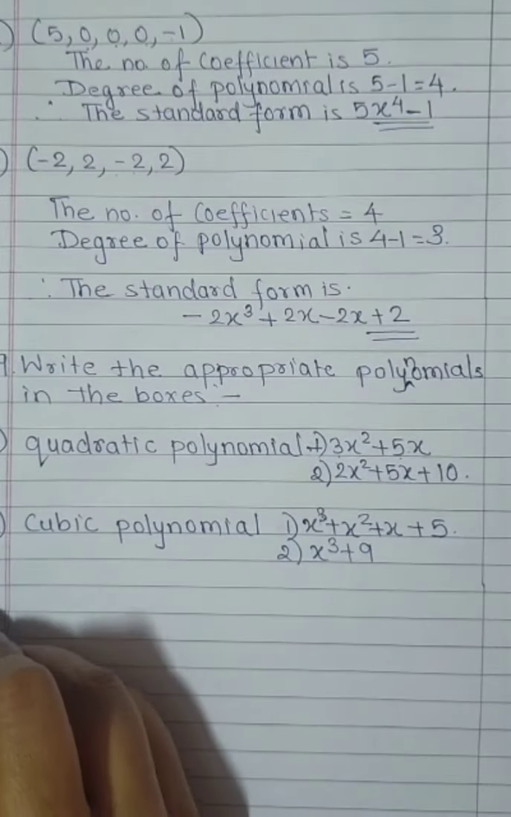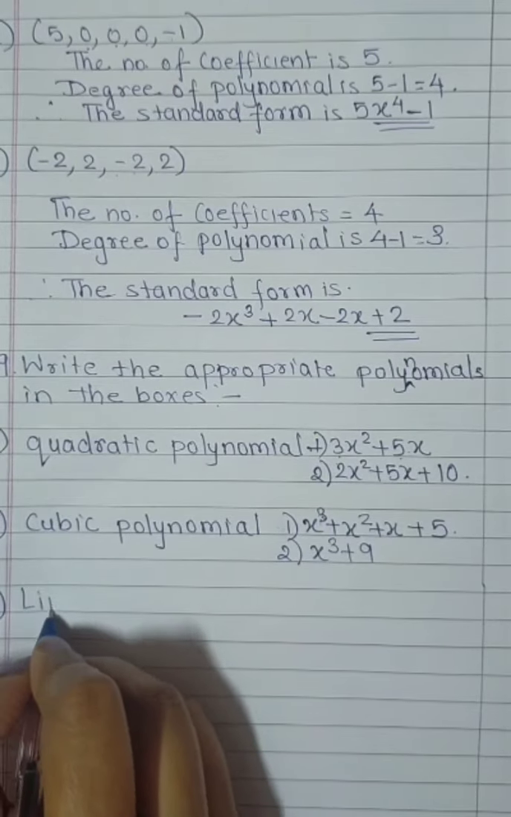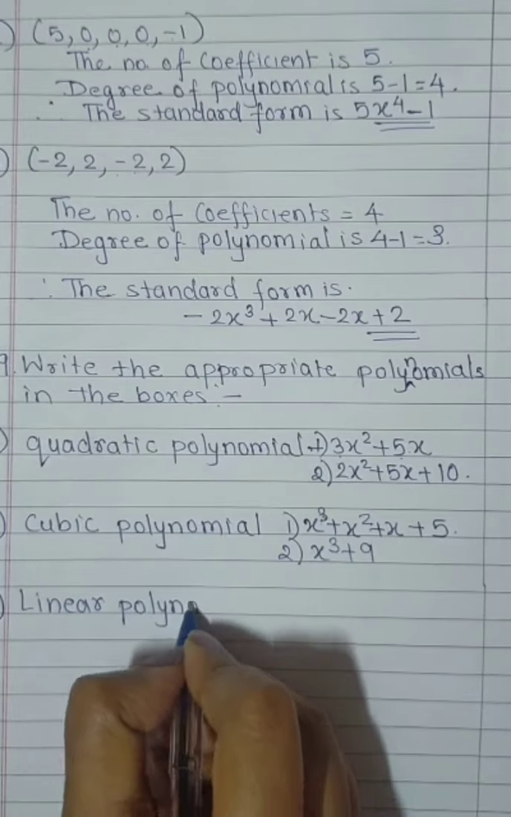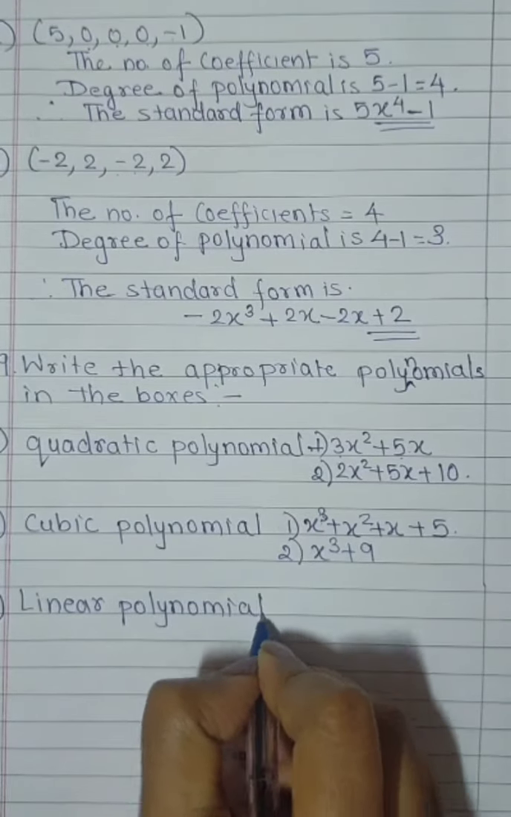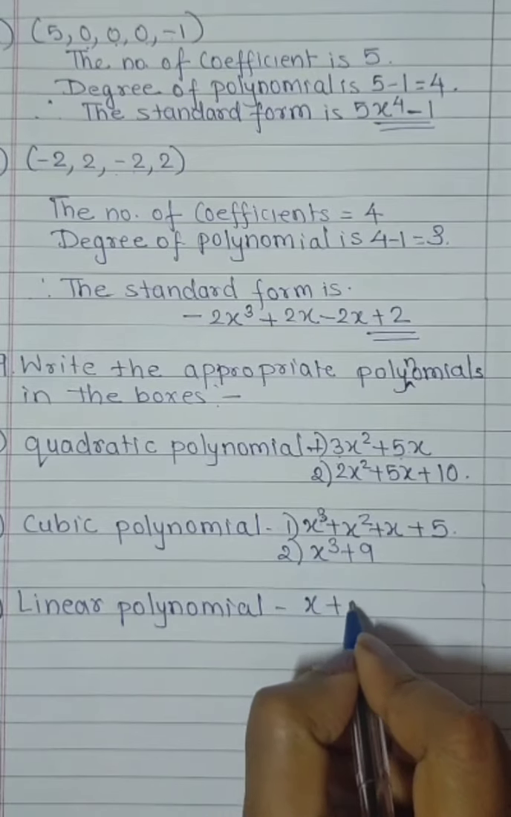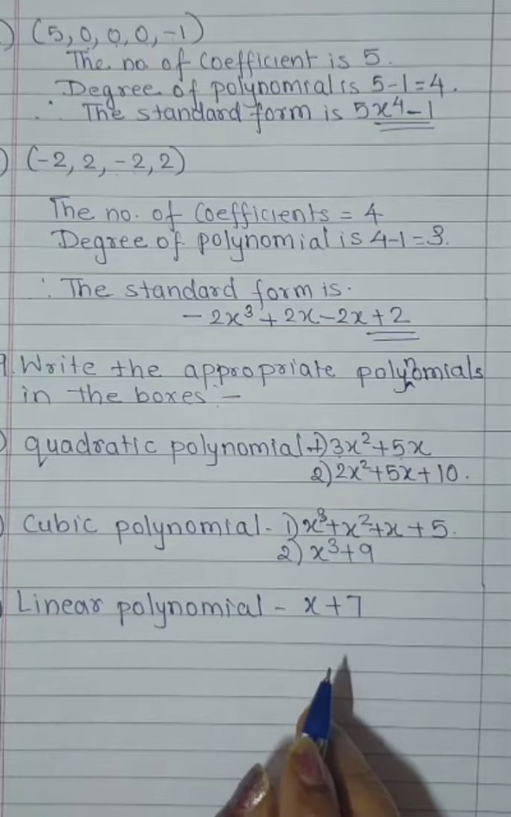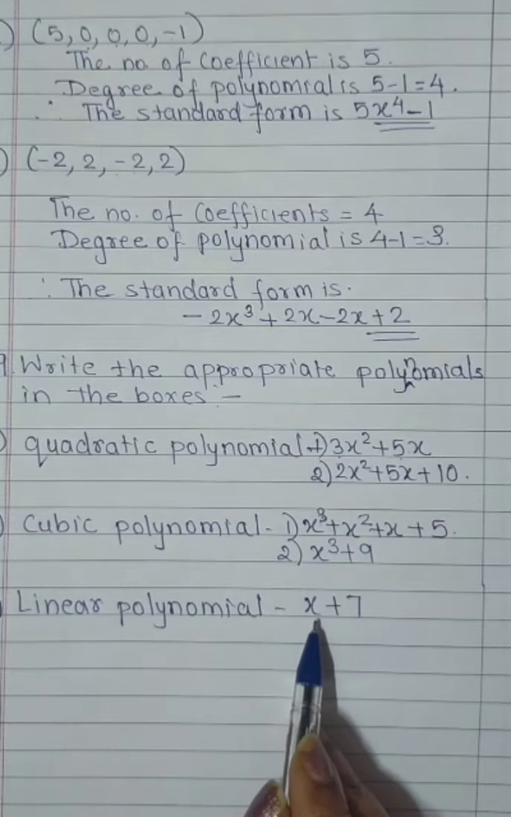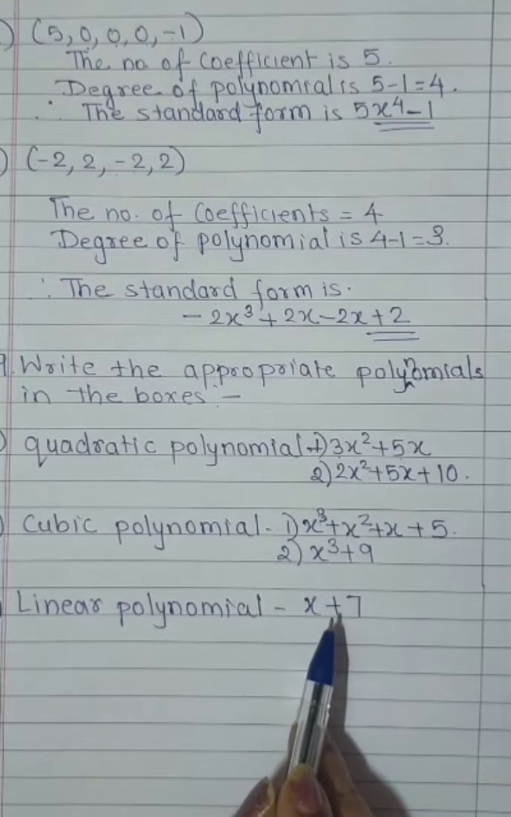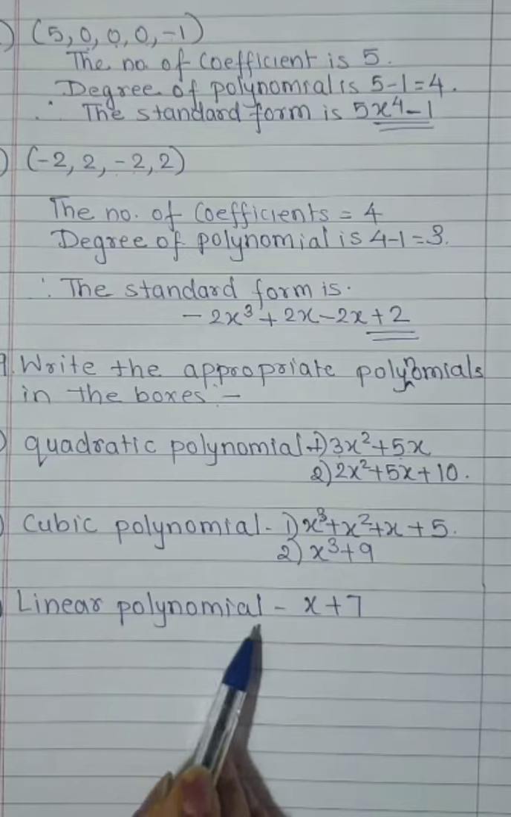The third one is linear polynomial. So here the answer is x + 7. Okay, because there is only 1 degree. The power is only 1 here, so it's considered a linear polynomial.